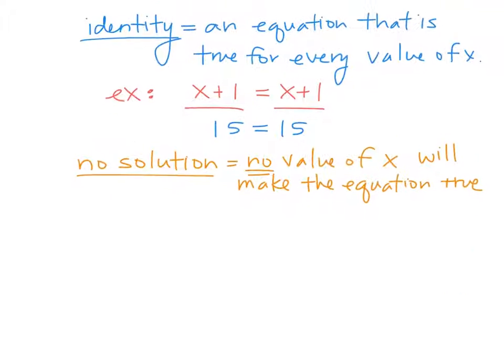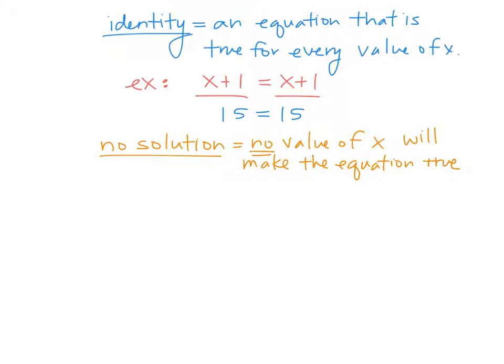Okay, so no matter what you plug in for x, it's not going to work out. A situation like that could be something like this: x plus 1 equals x plus 2. No matter what I plug in for x, 13 would give me 14 equals 15, right? If I plug in negative 2, I would get negative 1 equals 0. Not true, right? So this will not work out.